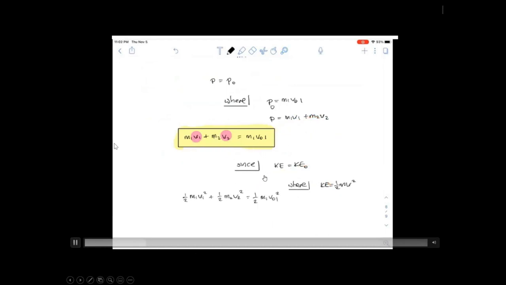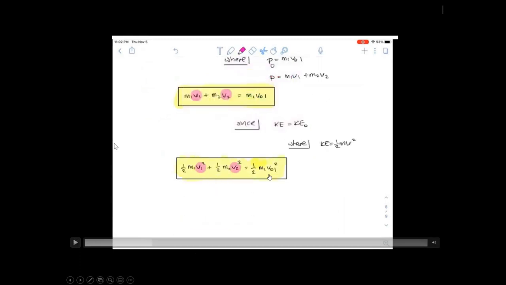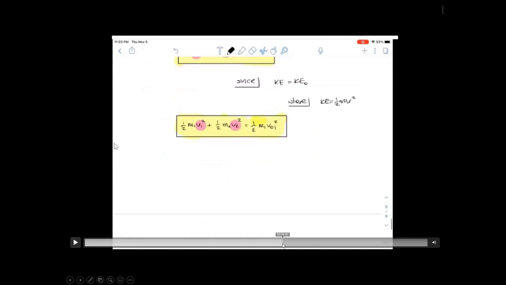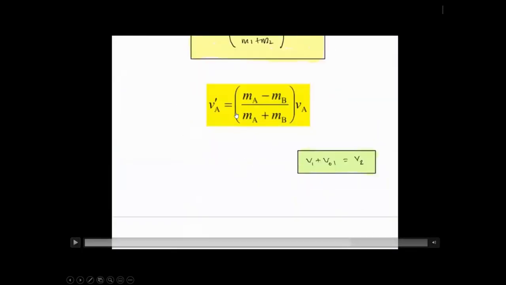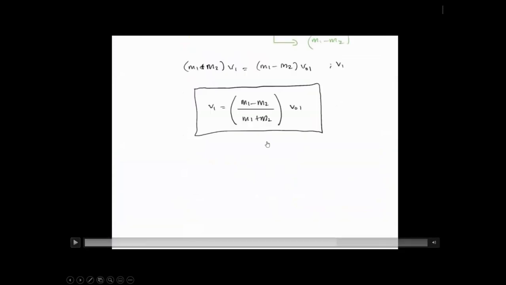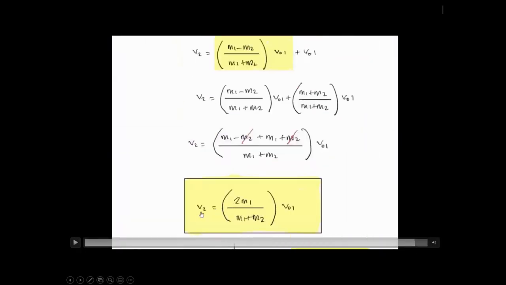And because we have two unknowns, we needed to come up with a second equation to solve for two unknowns. And so this became our second equation, which is the conservation of kinetic energy. And then after pages of work, we came up with two equations. One of them is the speed of the car relative to its initial speed after impact. And then we came up with a second expression: the speed of the person relative to the speed of the car right after impact.